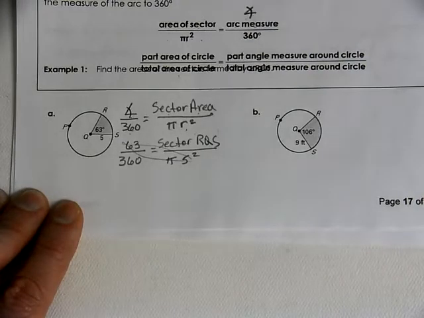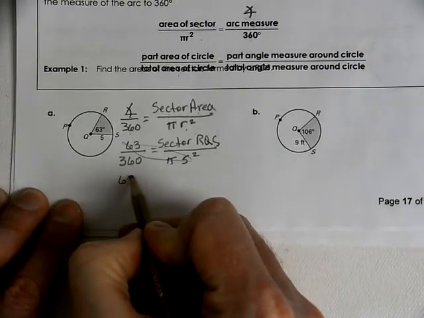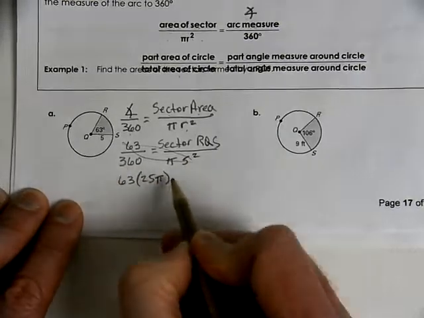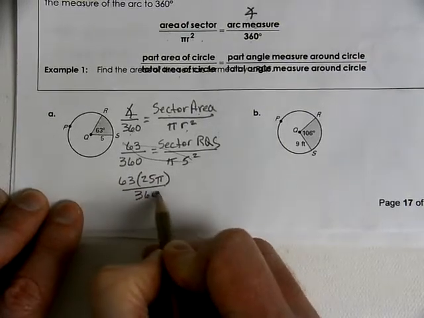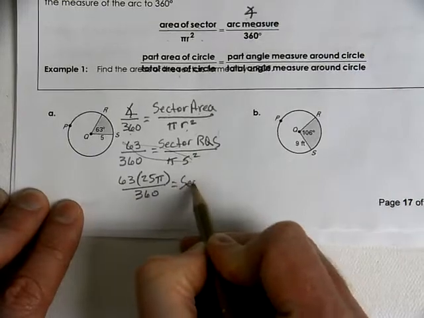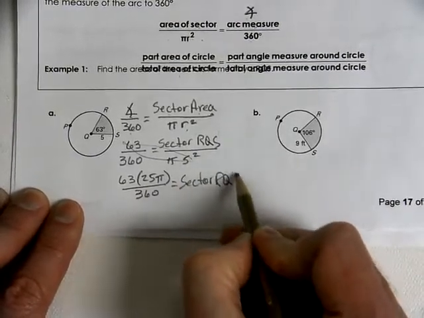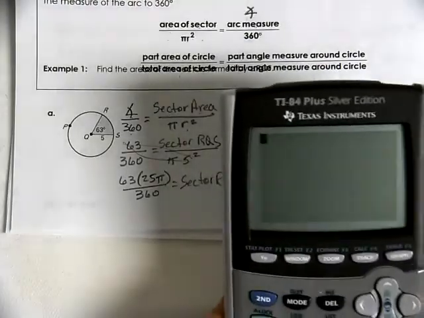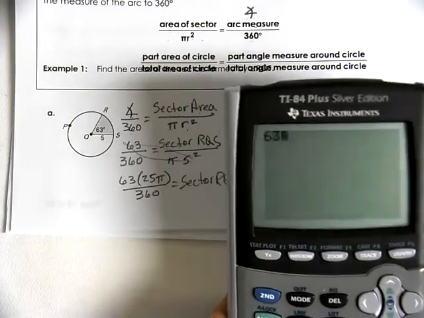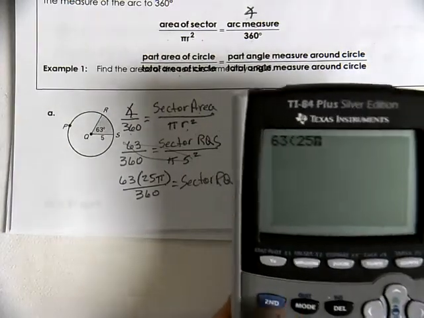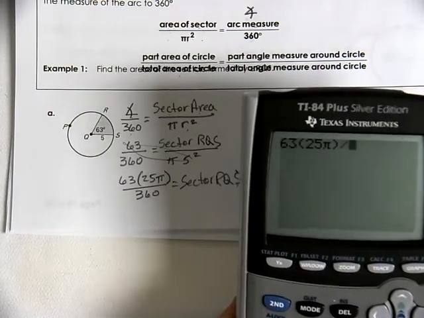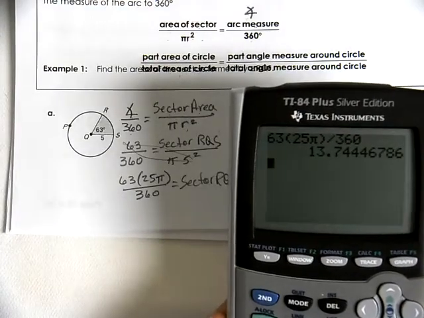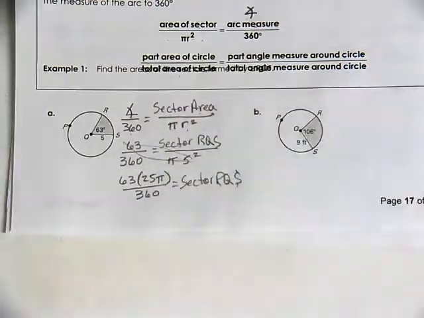Now we only have to cross multiply in one direction. So this is 63 times 25, because that's 5 squared, 25 pi. That is still divided by 360, and that should equal the sector area of RSQ. So we'll take our calculator, and we'll do 63 times our 25 pi, and we're dividing that by 360. That gives us 13.74.